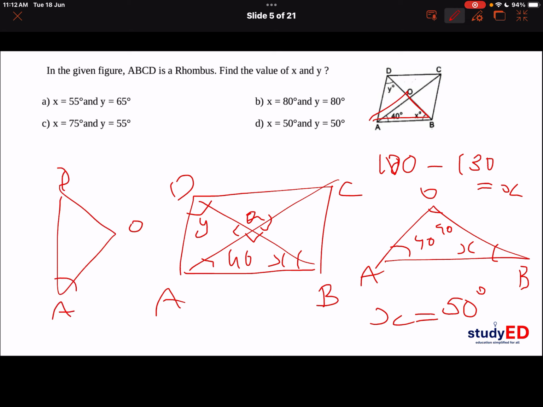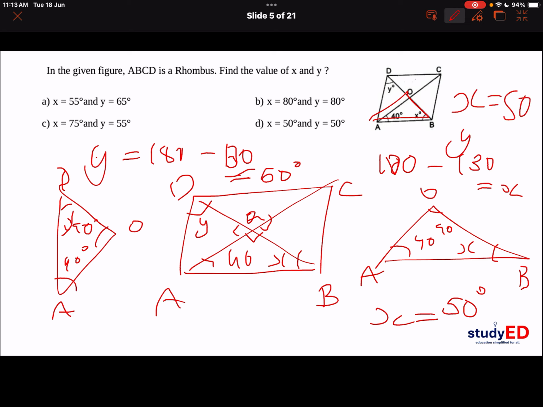Again, what do you infer? Since they are perpendicular bisectors, this angle is also 40, this angle is 90, and this is Y. So, Y is 180 minus 130 again, that is 50. Since we have the final value as X is 50, Y is also 50, we get the option as option D. Clear? Let's proceed.